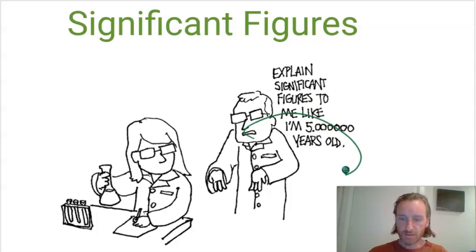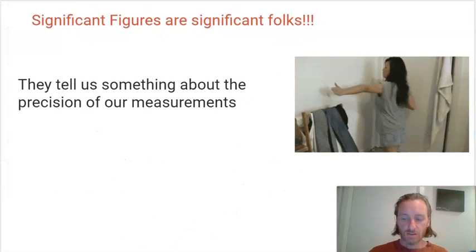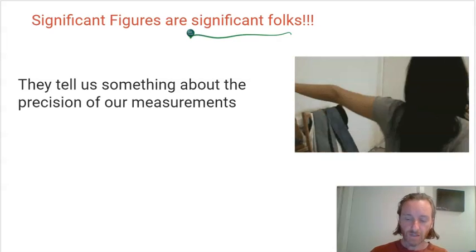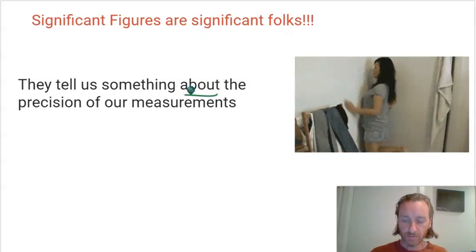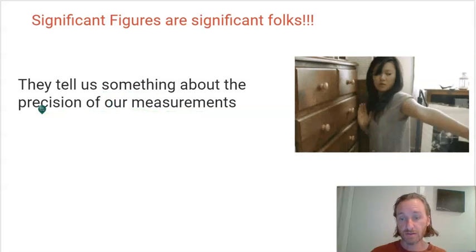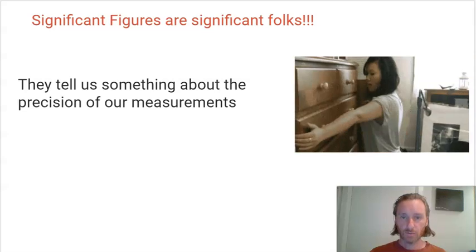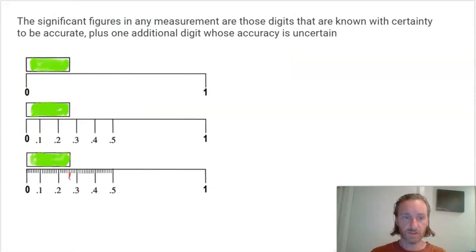So this person here who says he's 5.00000 years old, the good news is we have a solution for this man in terms of how many digits he should be using. Clearly it's 5, right? So the first thing to say is significant figures are significant. They are important. They tell us something about the precision of our measurements or lack of precision. So we're talking about science here and we're guided by the tools that we use for measurements.